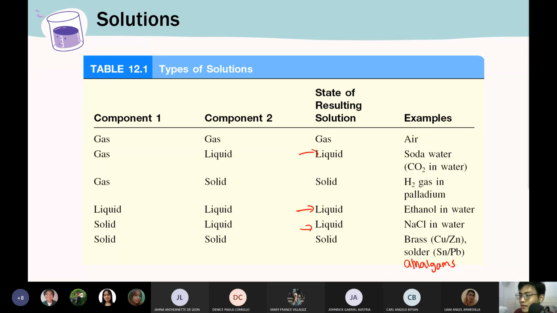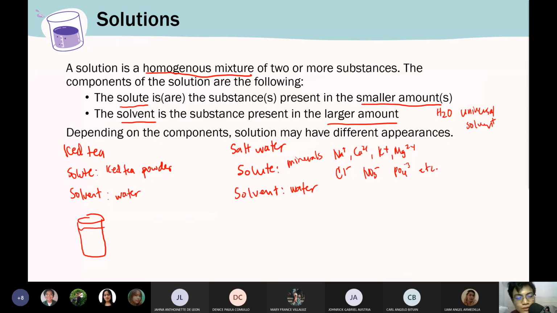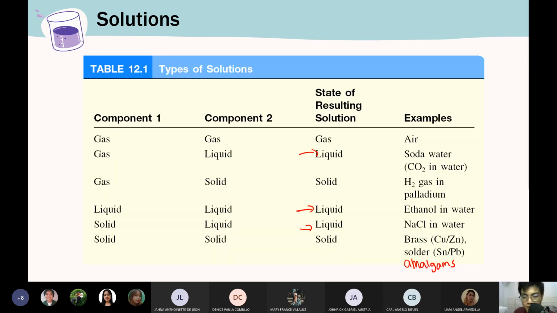So, again, saan gawa yung solution? Sa solute and sa solvent. Solute yung onti, solvent yung marami. And then, there are many types of solution. It could be in the gas phase, pwede rin naman solid phase, but most importantly, most of the solution around us are in the liquid phase.